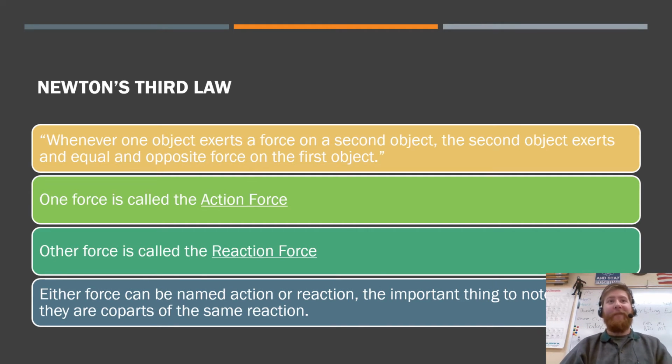So Newton's third law. Whenever one object exerts a force on a second object, the second object exerts an equal and opposite force on the first object. So every time you have a force, you have an equal and opposite force pushing against it. One force is called the action force and the other is called the reaction force. Either force can be the action or the reaction. The important thing to know is that they're parts of the same reaction.